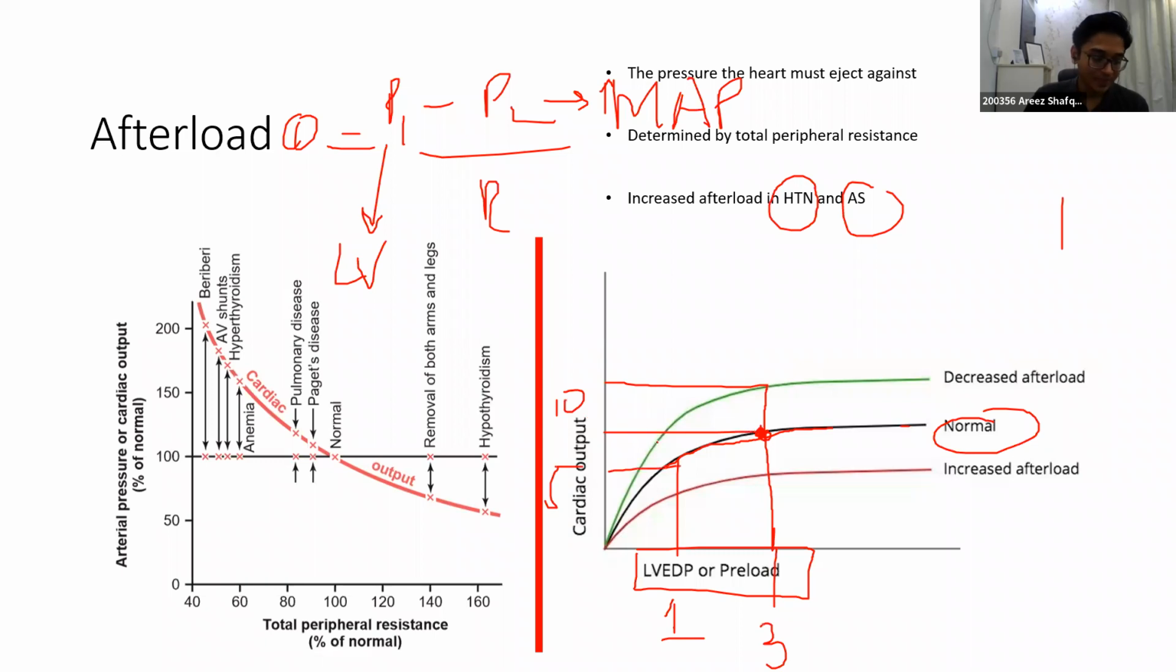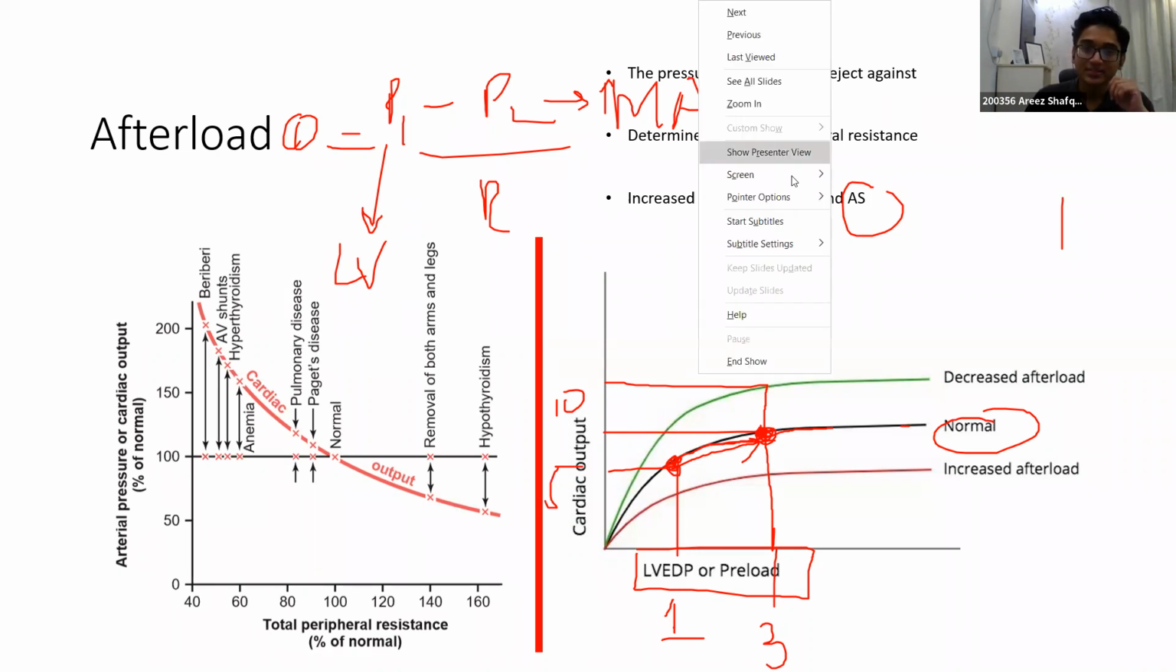Okay. Let's say I move from this point in the graph to this point in the graph. That means preload increased. That means the blood in the ventricle increased. And this increased the contraction. This is Frank Starling. However, let's say, let me erase.